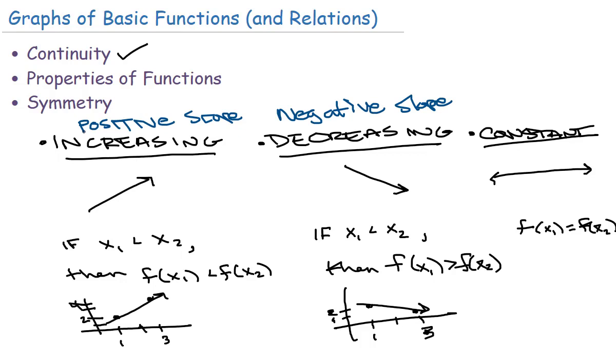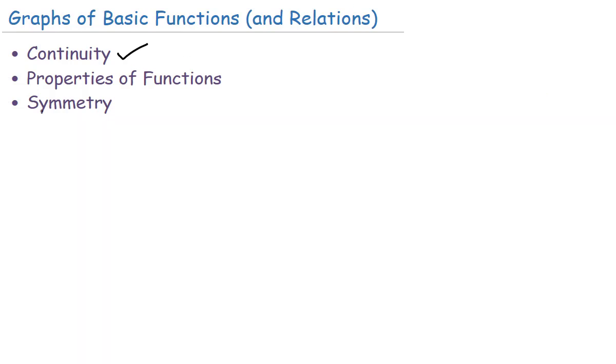And then you can guess it here. If the rate of change is not changing, or the slope is not changing, then the slope here would actually be 0. So slope equals 0 for any constant function or horizontal line.